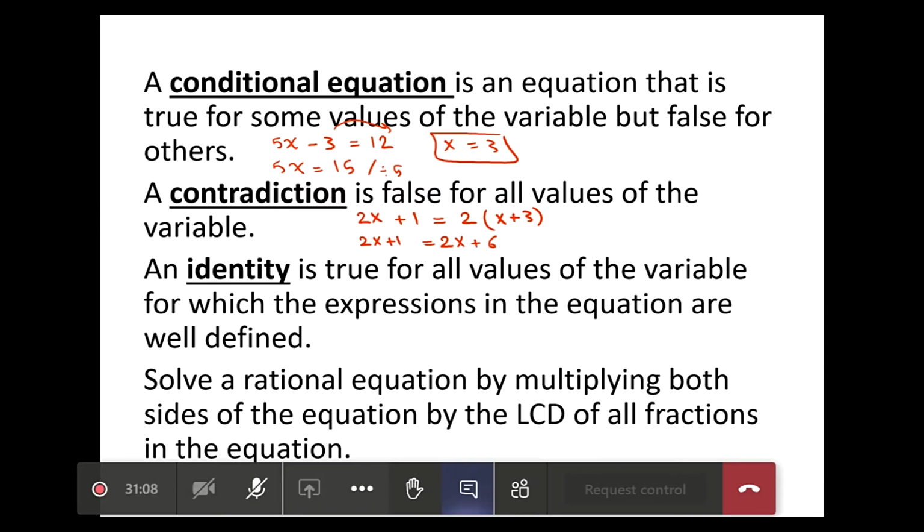This is impossible. Why? Move 2x to the other side, and we have 6 minus 1: move the plus 1 to the right hand side, move the 2x to the left hand side, we have 2x minus 2x, 0, and 6 minus 1 equal 5. 0 equal 5. This is impossible. So this equation is a contradiction. Okay, I don't have any solution for this equation.